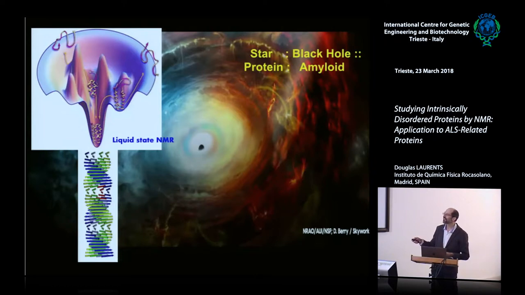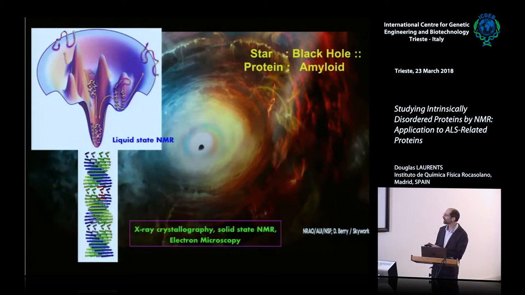Also, for liquid state NMR, it becomes invisible. We can't characterize it anymore. Fortunately, you can characterize it by other techniques, namely X-ray crystallography, solid state NMR, or electron microscopy. Those techniques do let you see the structure of the amyloid.